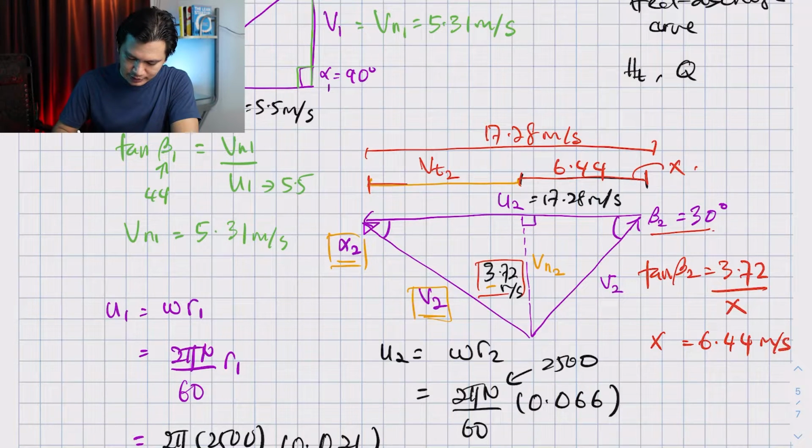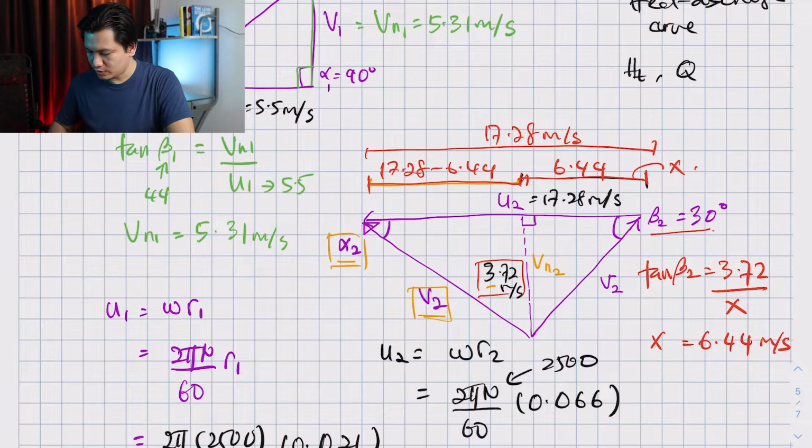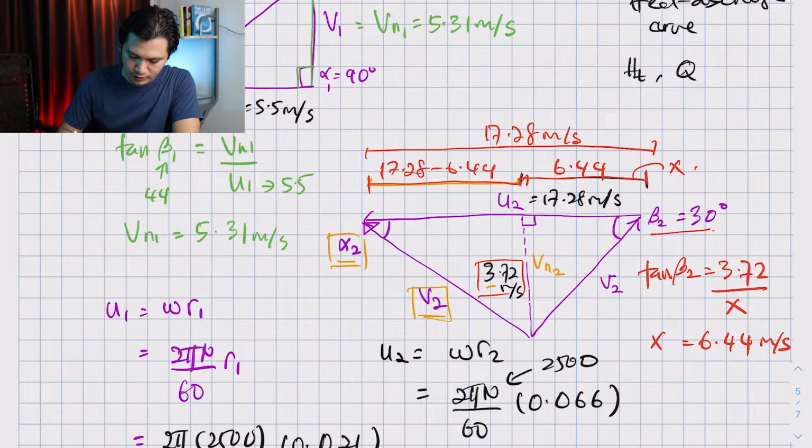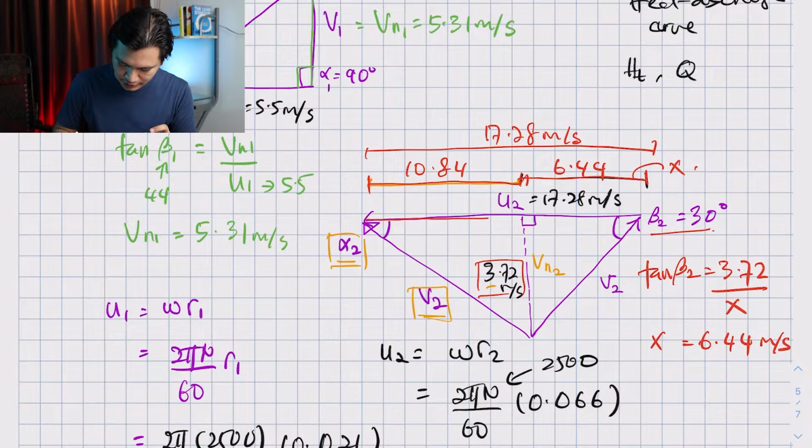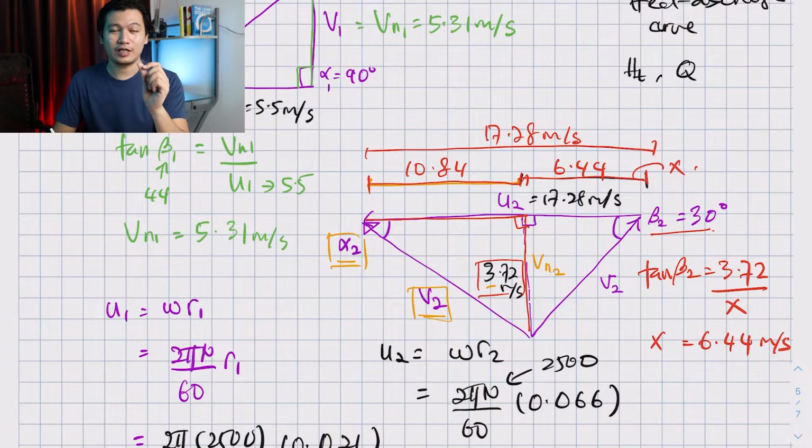And to find this distance, this is actually 17.28 minus 6.44, which is equal to 10.84. Okay, so I'm just going to replace the value here. This is 10.84. Does it make sense? So now you have 10.84 for this component of the triangle, and you have 3.72 for this component. Now because this is 90 degrees, you can actually find alpha 2, and you can also find V2. That's how you do it.